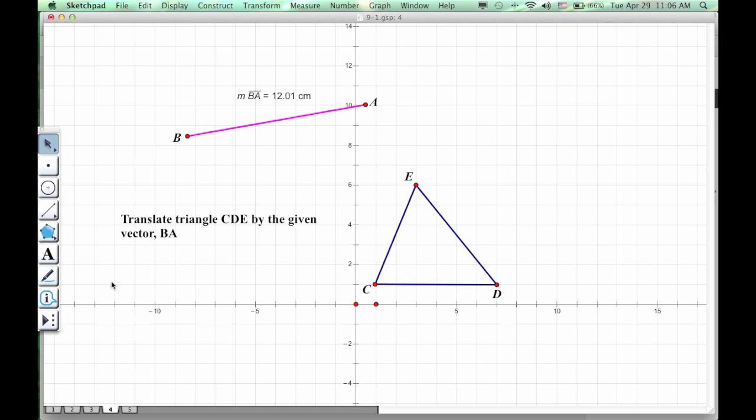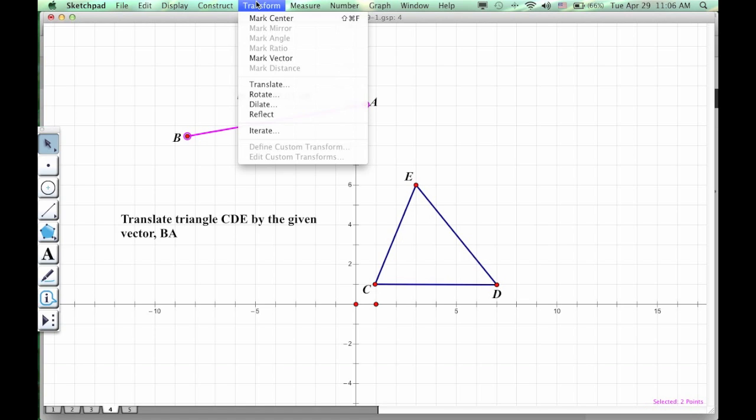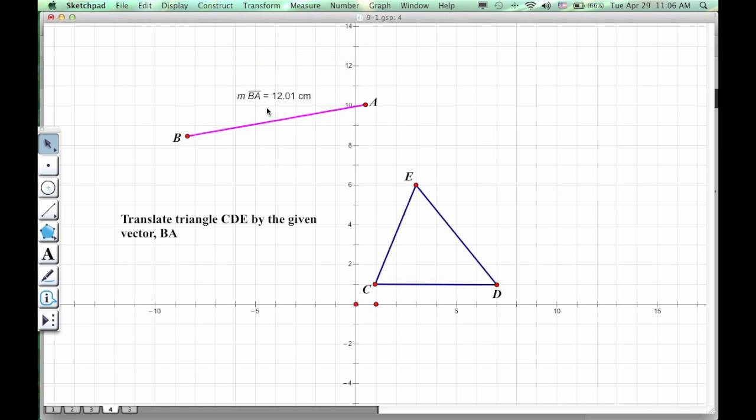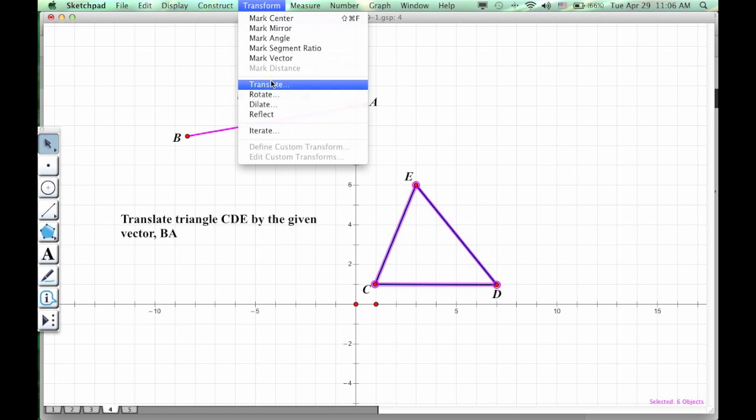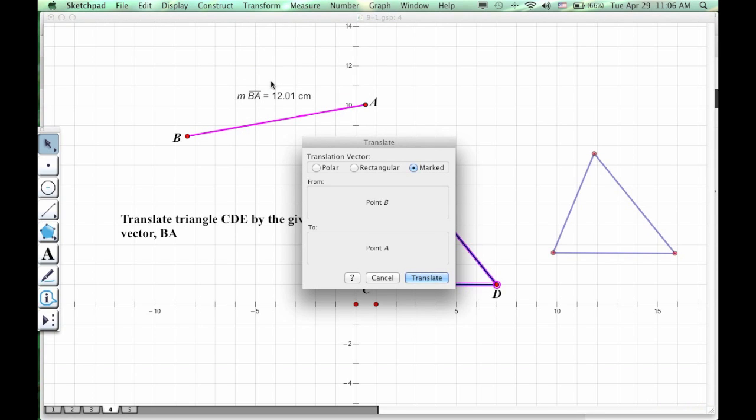For this one, you have to translate triangle CDE by the given vector. So first, you're going to mark the vector by clicking point B to point A. Then click on transform and select mark vector. Now you have marked the vector. Next, you would select the whole triangle CDE, click transform, and hit translate. Now a box will pop up and the mark should be selected, and then the next step is to select translate.